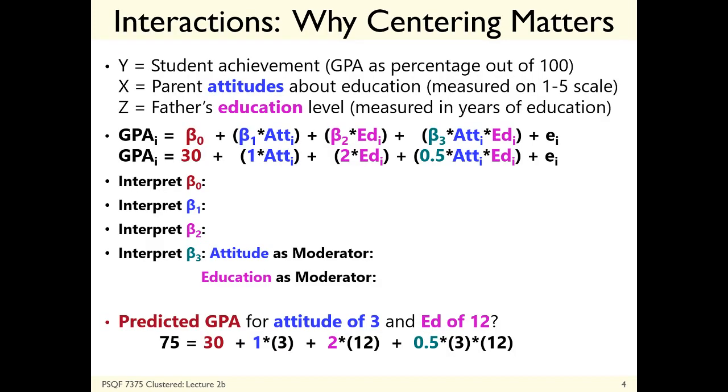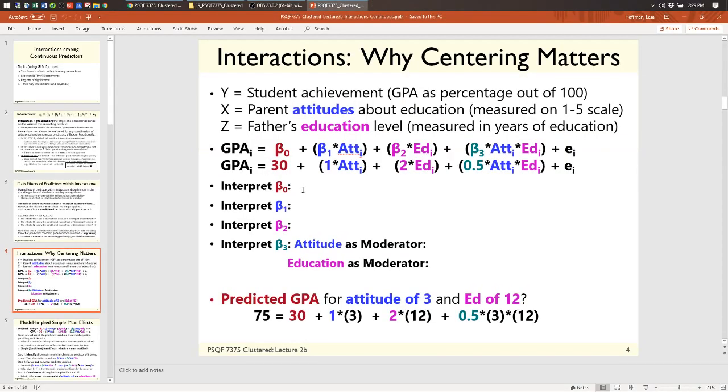So let's practice. Let's say that we have a hypothetical study here. Y is student achievement on a GPA 0 to 100 scale. X is parent attitudes about education, a Likert-type variable measured from 1 to 5. Z is parents' education level. So here are my coefficients. Let's say I run my model, putting in attitude and education just as they're measured, and I find an intercept of 30, a slope for attitudes of 1, a slope for education of 2, and an interaction term between the two of 0.5. So let's play along.